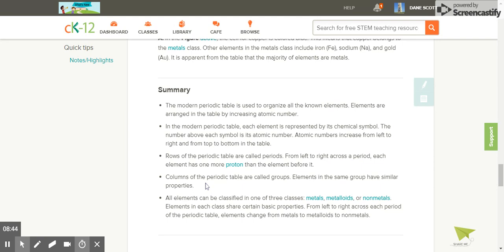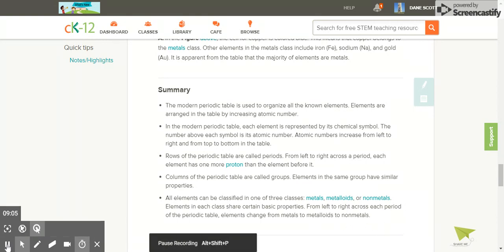Columns of the periodic table are called groups. Elements in the same group have similar properties. All elements can be classified in one of 3 classes: metals, metalloids, or nonmetals. Elements in each class share certain basic properties. From left to right across each period of the periodic table, elements change from metals to metalloids to nonmetals. That wraps up 1.5.